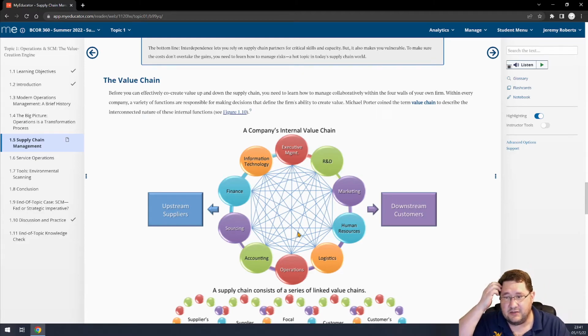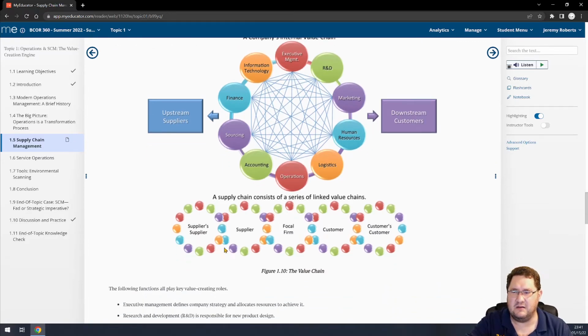The value chain. Every function within a company is trying to create value for the company. So executive management, research and development, information technology, finance, marketing, and so on and so forth are all trying to create value. That's why we call it a value chain. When we look at one, this is what we see. But when we put them together, it all interlocks right there.